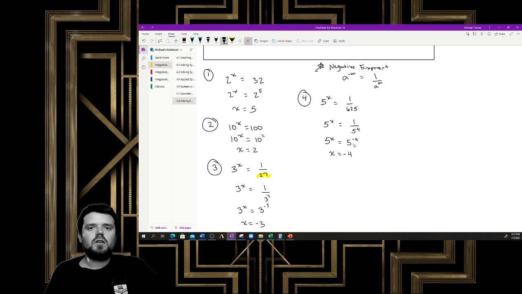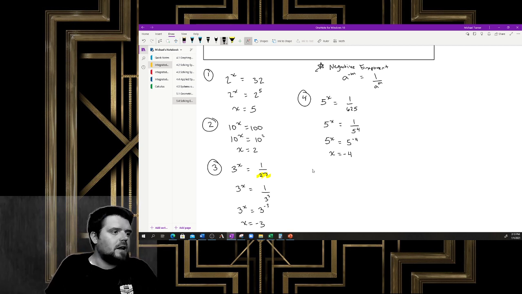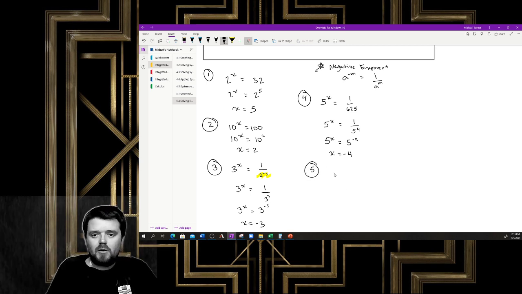So that makes up a good 70–80% of your assignment, either doing problems like 1 and 2 or doing problems like 3 and 4. Now notice here that all the answers that I got were integers: 5, 2, negative 3, negative 4. They were all whole numbers. It is possible to get a value that's not. It could be a fraction or a decimal, but for us, since we're just learning this concept, all of your answers will be integers. Now the other thing that can be thrown at you is where you have a base that's not a whole number.